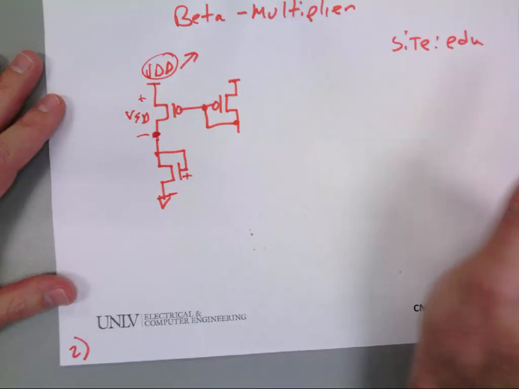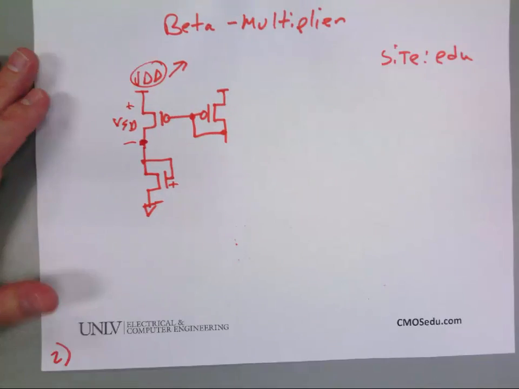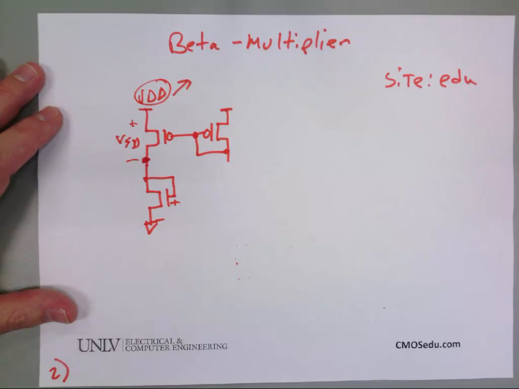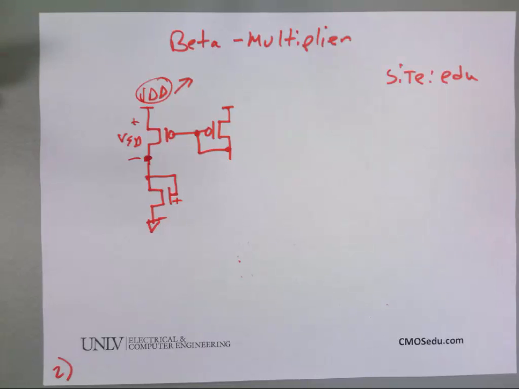Why do I want that? Yeah, so if VGS is constant, the current stays constant. Does everybody follow? That's the whole point of the beta multiplier, so I can get a current reference that doesn't change with VDD. Questions?